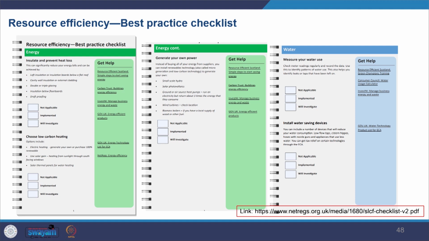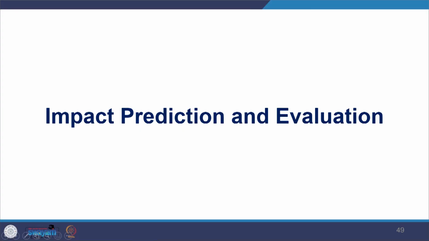So that was about the scoping and baseline studies. Those things are available, and I've also given the link to all those examples there. Now moving on, we'll look at the impact prediction and evaluation.